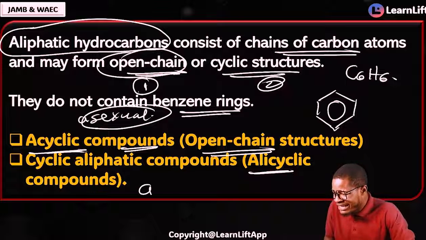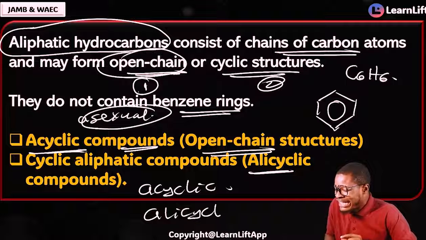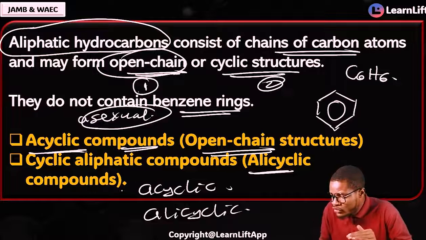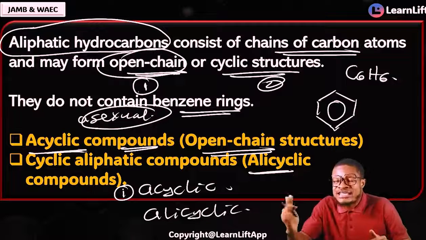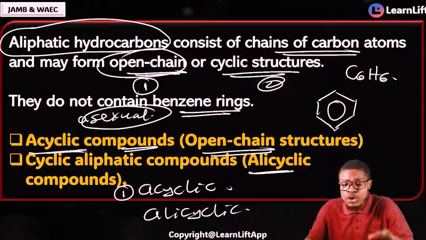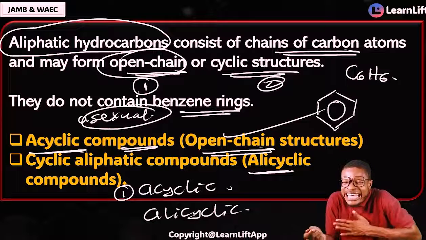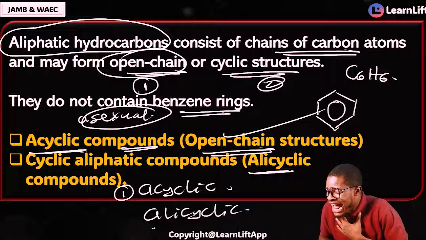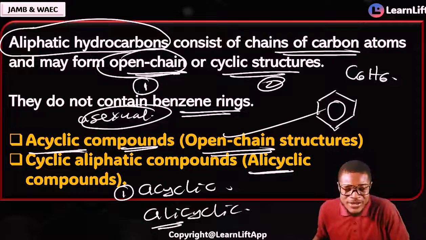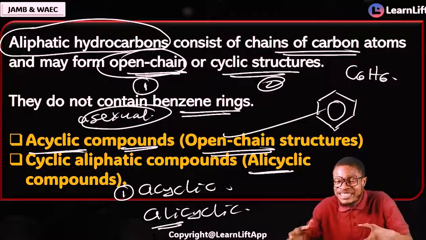Don't go and mistake acyclic and alicyclic. What is common there is cyclic. The first one, acyclic, means absence of the cyclic structure. That's why those that don't have that cyclic structure are called your open chain structures. If you have a cyclic structure, that's how we call you alicyclic. Ali means presence, and A means absence. Alicyclic means the presence of the cyclic structure.